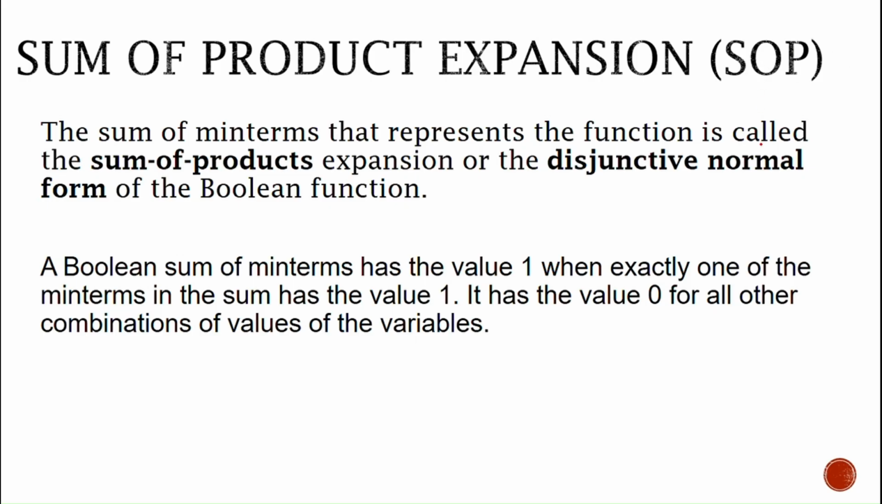Bismillahirrahmanirrahim. We are going to study the sum of product expansion of a Boolean function. The sum of product expansion of a Boolean function is also called the disjunctive normal form. And as we learned in the previous video, the function can be expressed through its min terms.